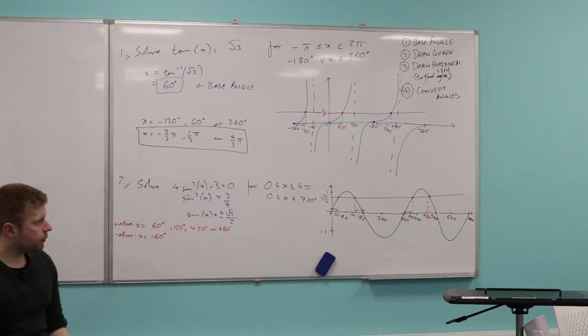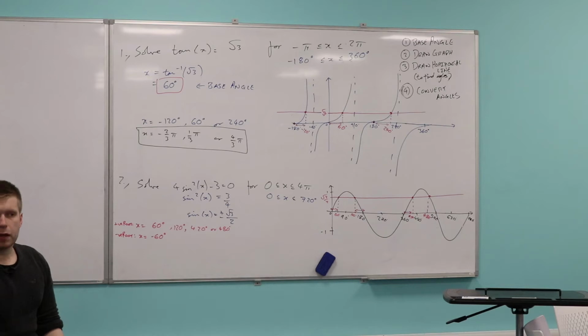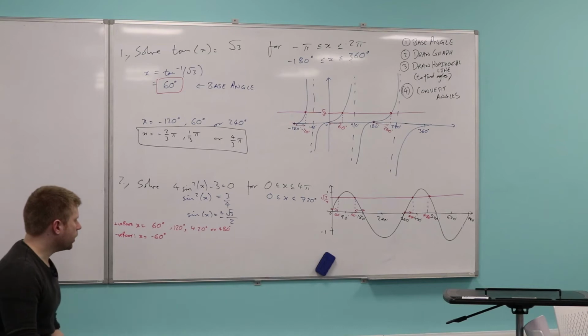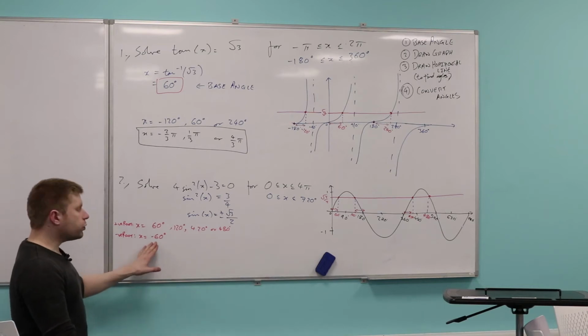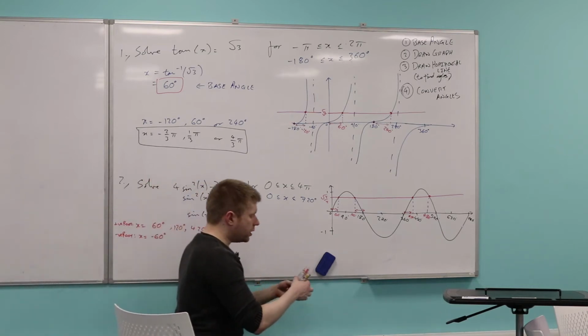Okay? So that's the positive root done. Does that make sense to everyone? Yeah, good. Okay. So let's go back then and also do the negative root as well. So there's also another one at negative root 3 over 2.